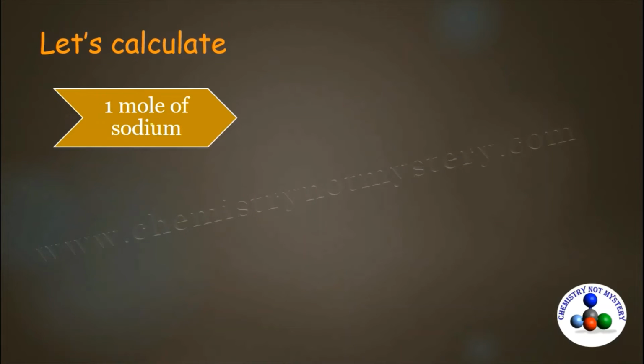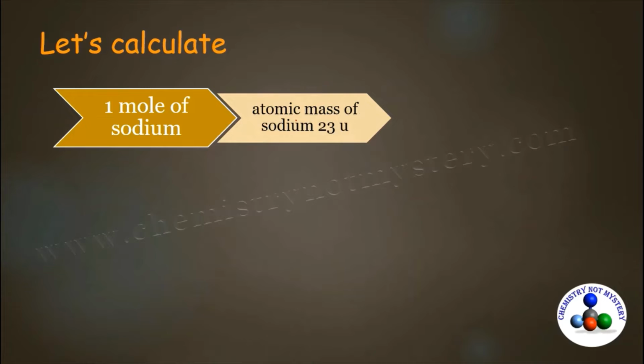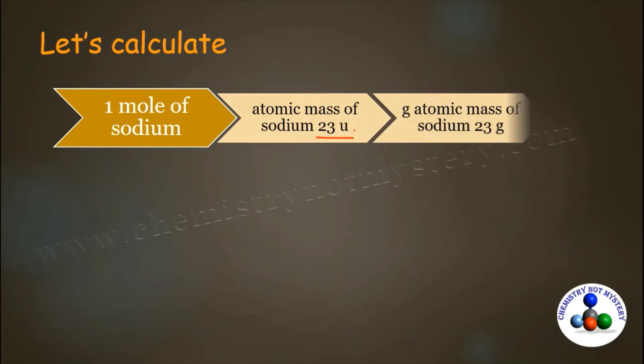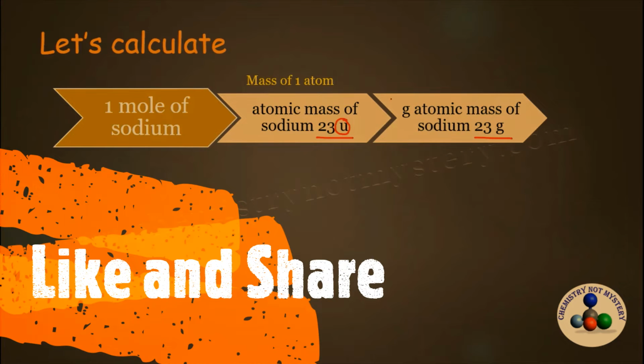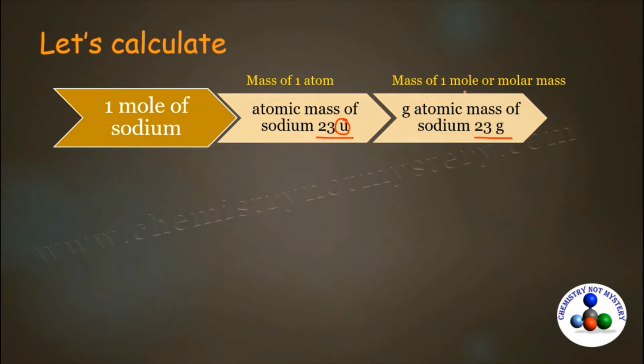So let's calculate 1 mole of sodium. Its atomic mass is 23 u, that you can find in periodic table. To get the gram atomic mass, you just have to replace u with g. So you will get 23 grams. And this is the gram atomic mass of sodium. Atomic mass is the mass of one atom of sodium, while gram atomic mass is the mass of 1 mole of sodium, or you can say it is the molar mass of sodium. So 1 mole of sodium weighs exactly equal to 23 grams of sodium.